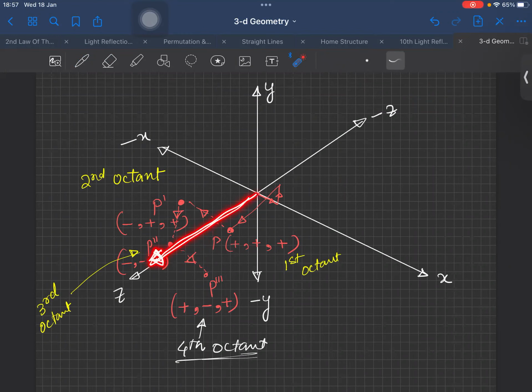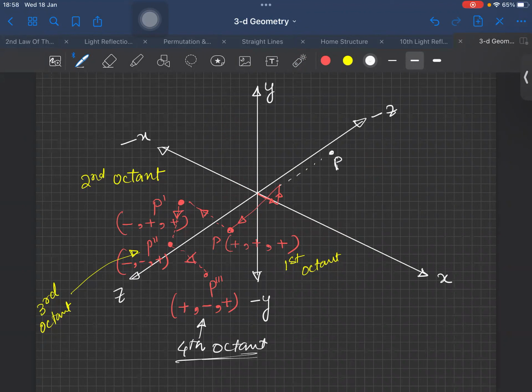Z is always positive. So if you go that side, Z will be negative. So that will become your fifth, sixth, seventh, and eighth. So this will become your fifth, this will be your sixth, this will be your seventh, and this will be your eighth. Got it? So if you take the image of point P about the Y axis, on Z in the negative side, where will you get, let's say somewhere around here.